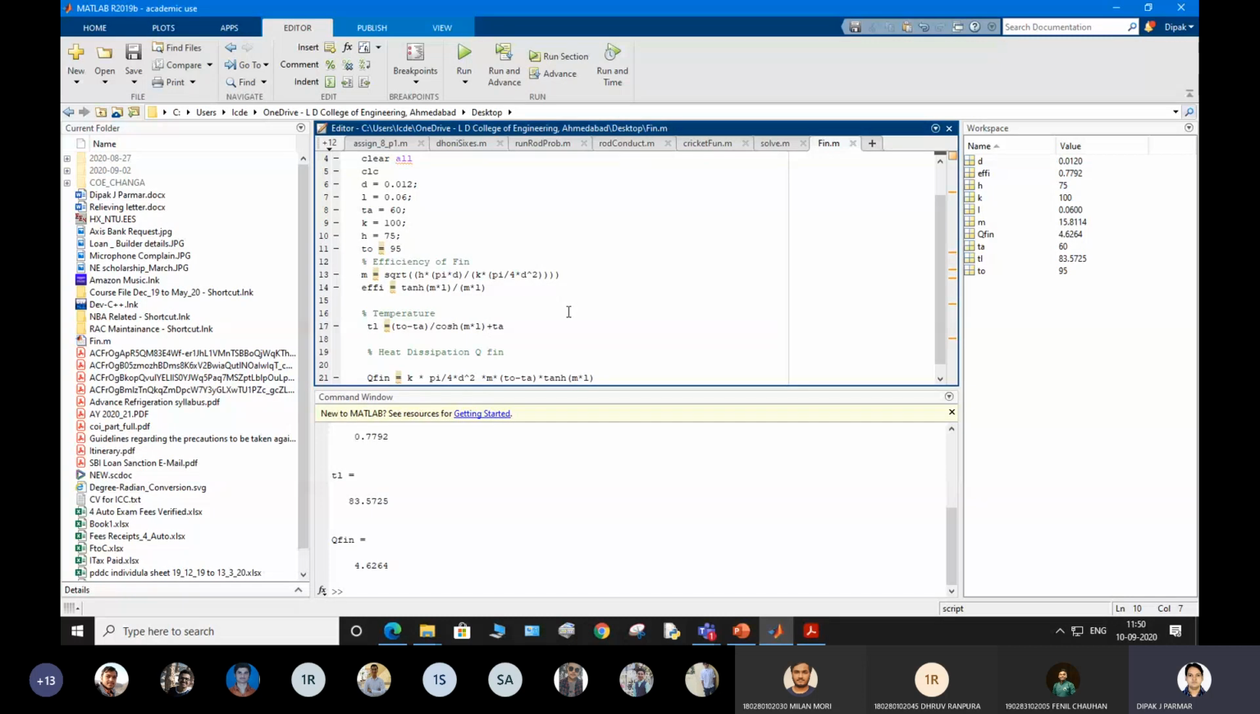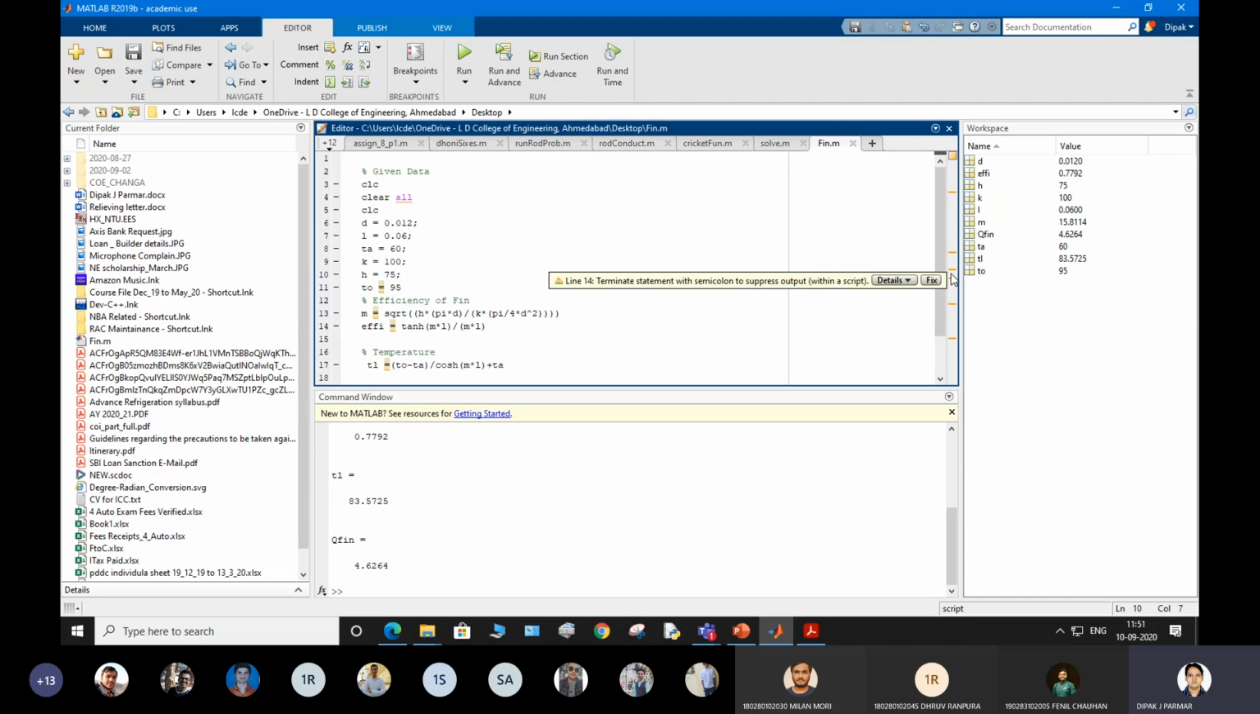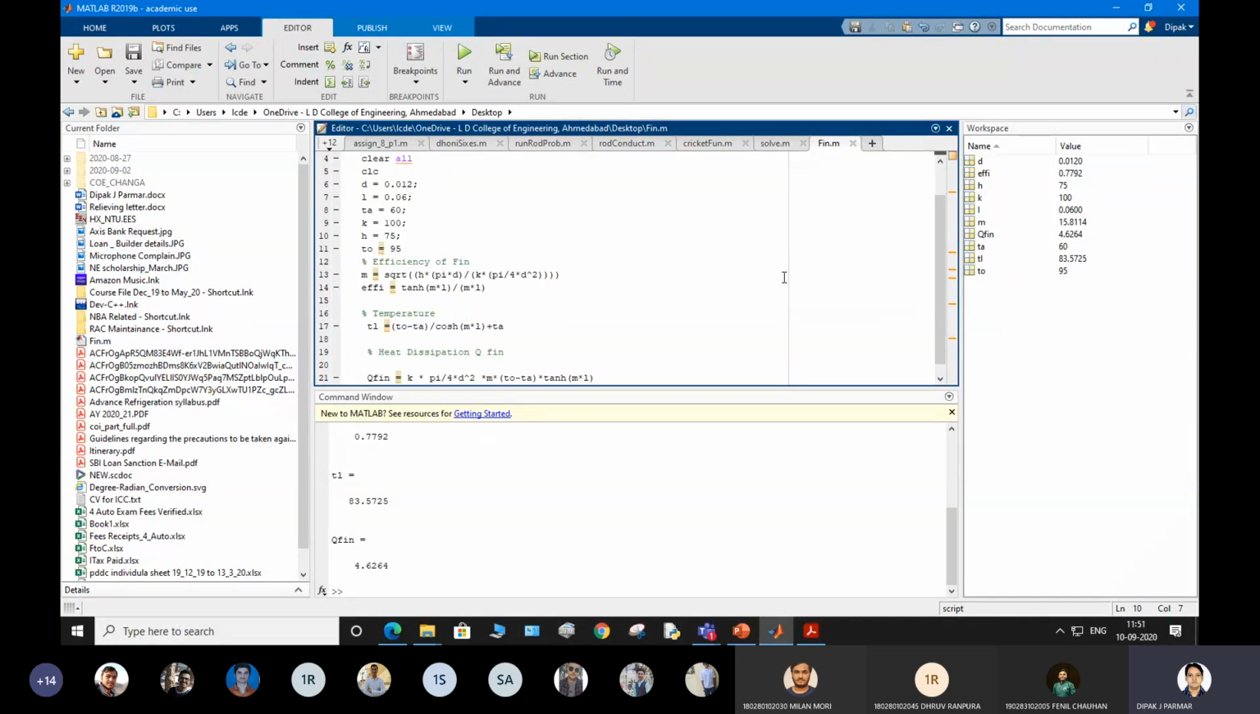So this way you can make your program in Excel, C, or any tool you want to use, but do a parametric study so that you will come to know the effect of different variables on the output of your system. In our case, the output we want is in terms of efficiency, temperature, and heat transfer rate. So you can do this exercise at home and check for different conditions.